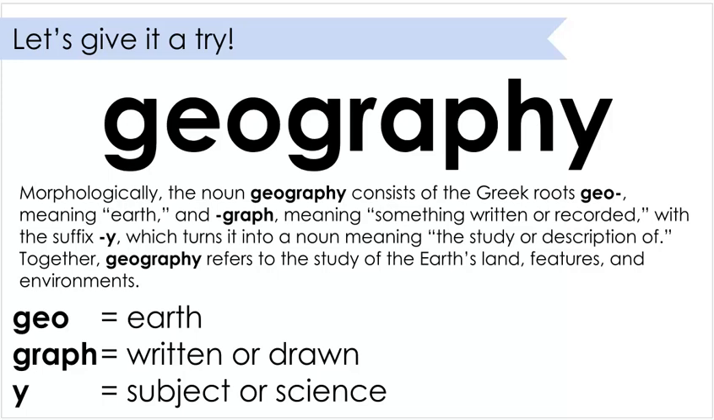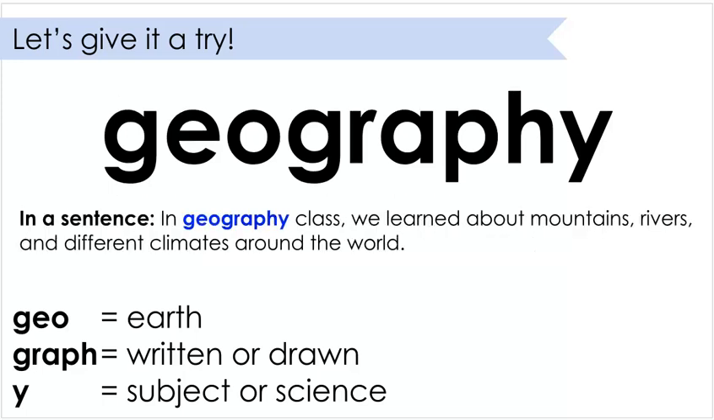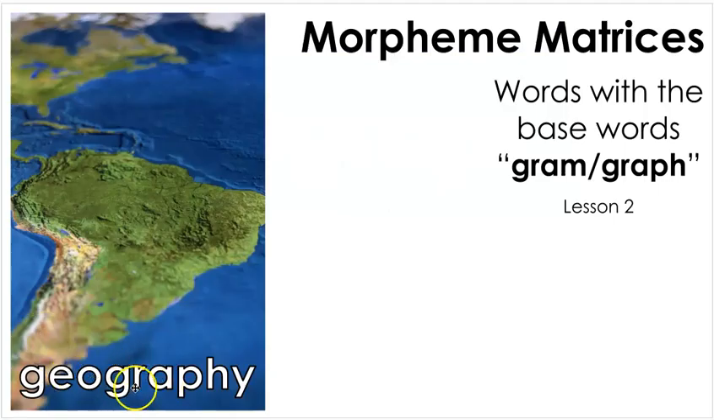Our word is geography. Morphologically, the noun geography consists of the Greek roots geo, meaning earth, and graph, meaning something written or recorded, with the suffix y, which turns it into a noun meaning the study or description of. Together, geography refers to the study of the Earth's land, features, and environments. In a sentence, we would say, in geography class, we learned about mountains, rivers, and different climates around the world. And that is why on our front slide, we had the word geography with a map.